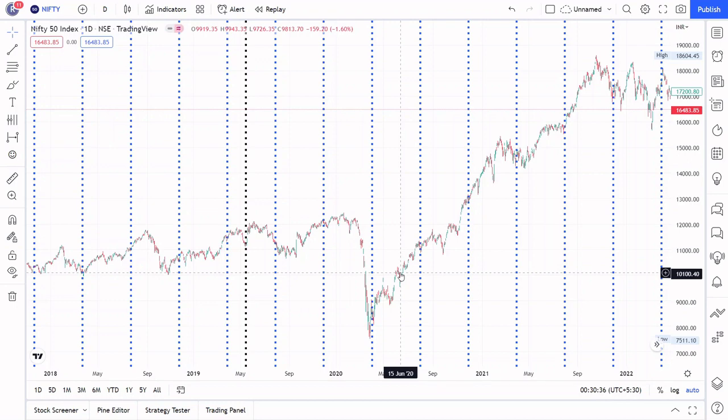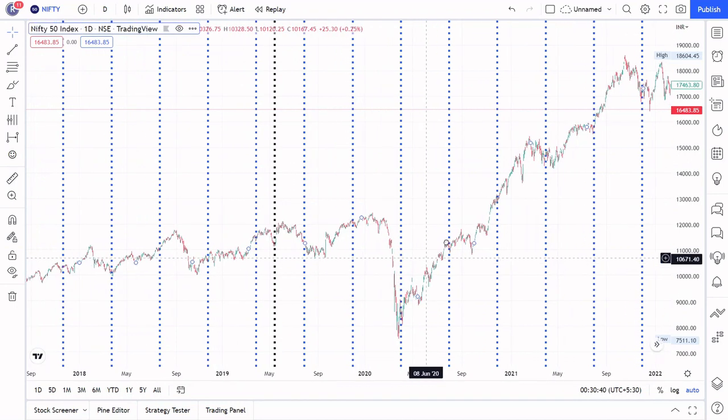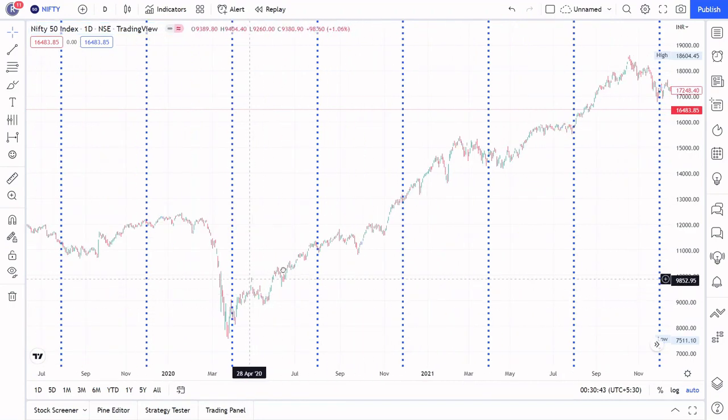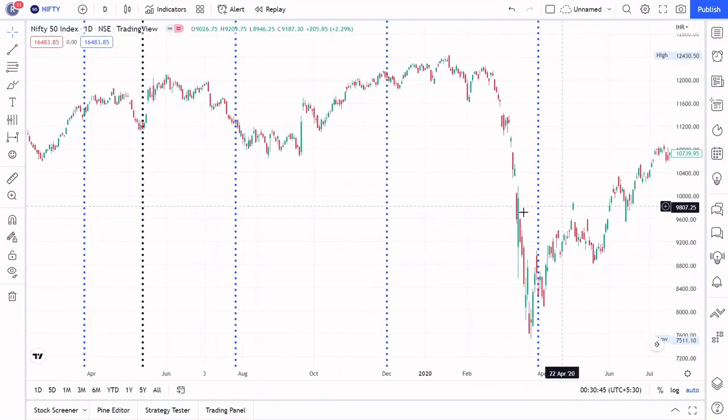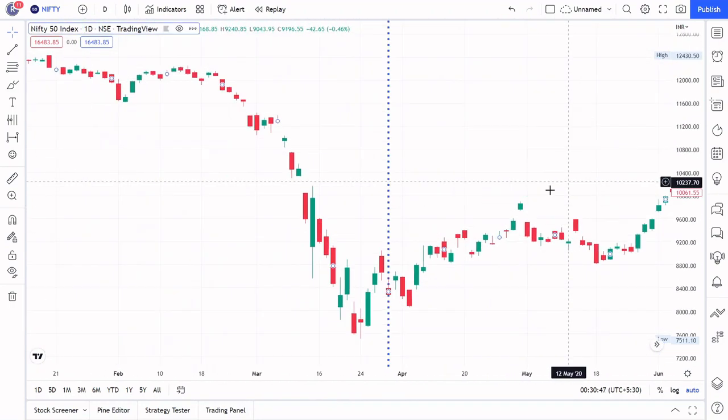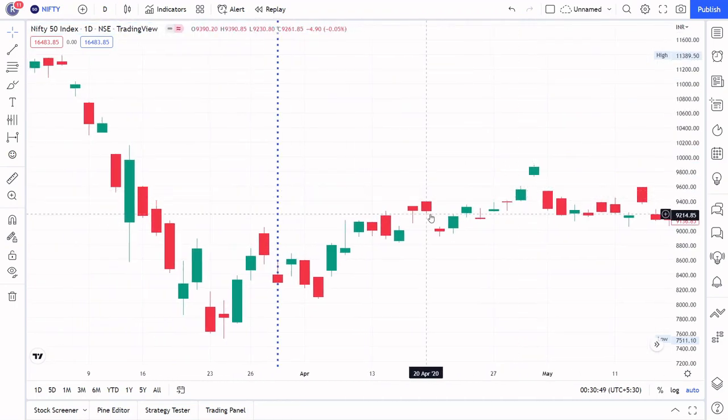Let me just zoom into the chart. Let's go and see what happened in 2020. The date which we got using the cycle was 30th March 2020. And if you know, the low of 2020 was made on 24th March 2020. So this is the power of this time cycle.